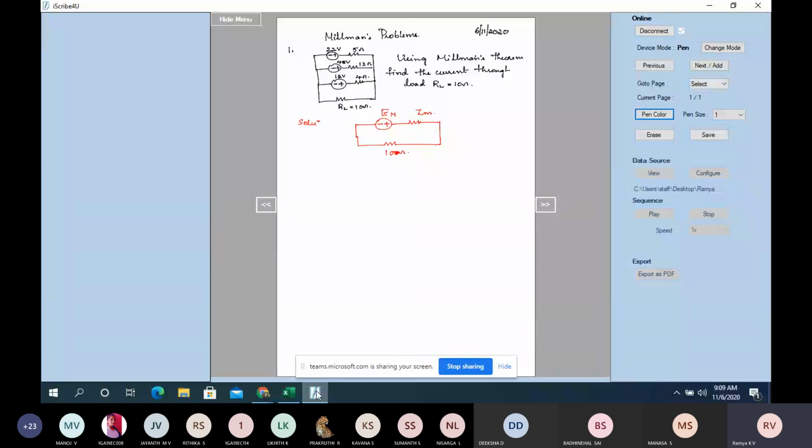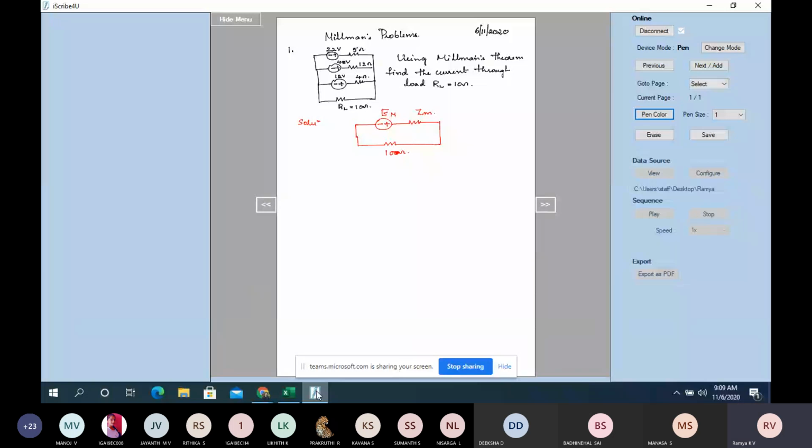Our interest now is to find what EM and ZM are. Where can we find them? The 3 branches, voltage source in series with resistor, can be replaced by a single voltage source EM and a single impedance ZM. Do you all understand now?